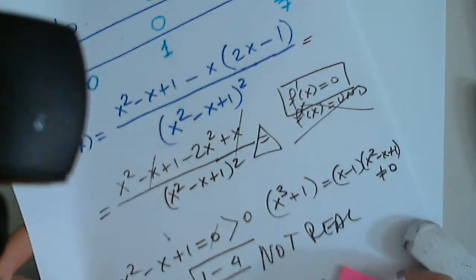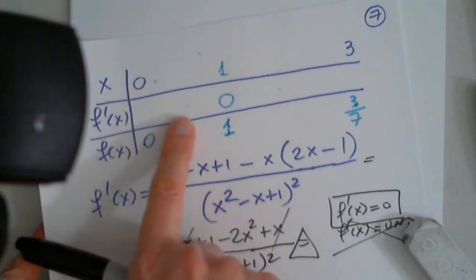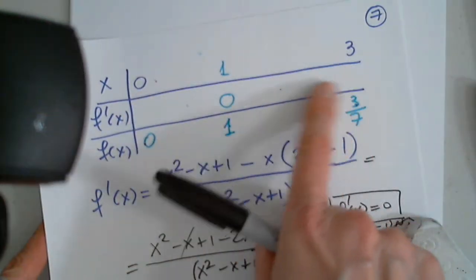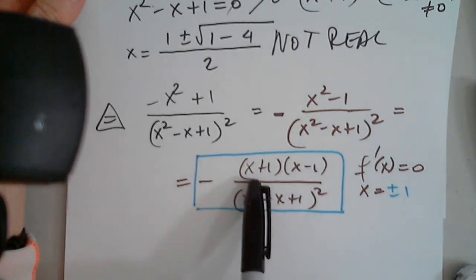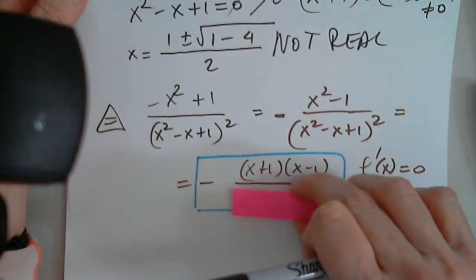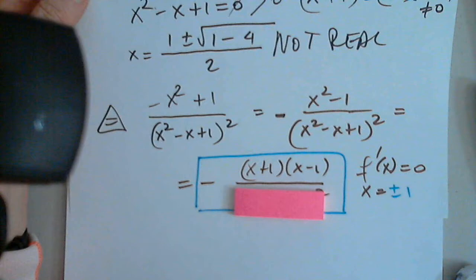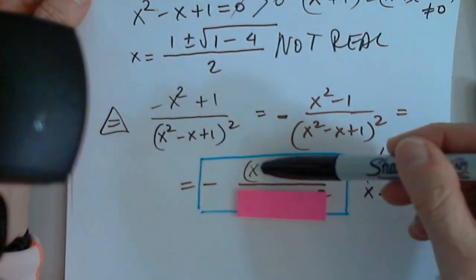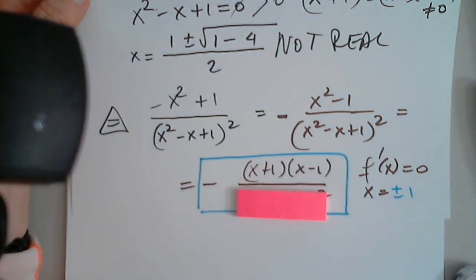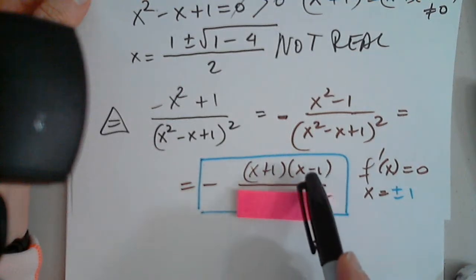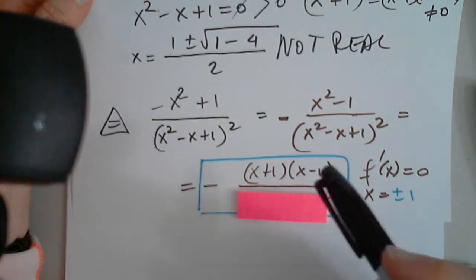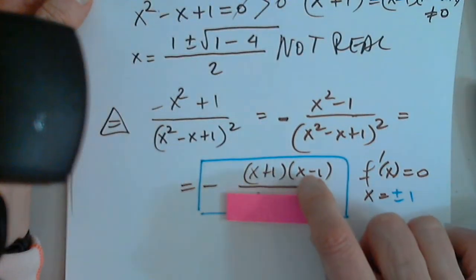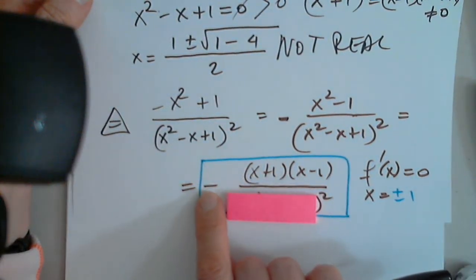So I'm going to plug in 0 because that's all I need here, and I'm going to plug in 3. Just the sign. When I plug in 0, what will be the sign of this expression? Do not forget the minus in front. Just the sign of this expression when I plug in 0. Positive, because I have 0 minus 1 with minus in front. So this is positive.